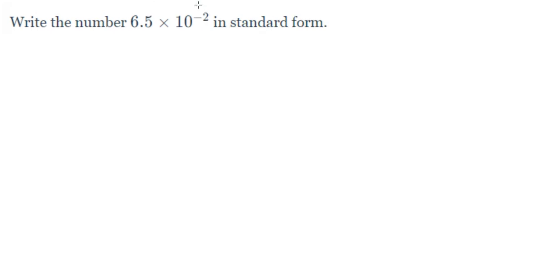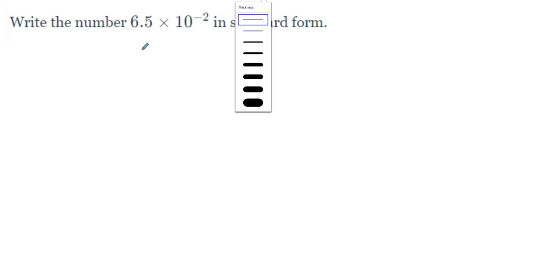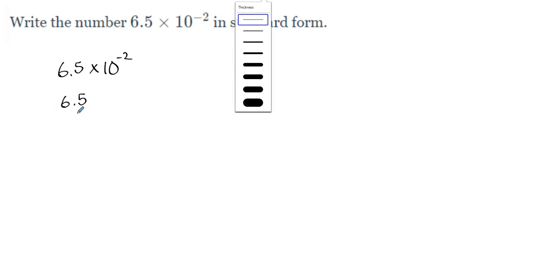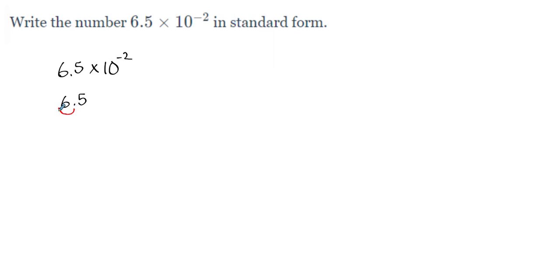Now we're going to deal with negative exponents. So negative exponents are going to make numbers smaller. So again, start with the original problem. So I'm going to put 6.5 times 10 to the power of negative 2. I'm going to rewrite 6.5. And now what I have to do is move the decimal 2 places to the left, though. So this is going to make this number smaller by 2 places. So I'm going to go 1, 2. I'm going to add a decimal there and then add any zeros there.